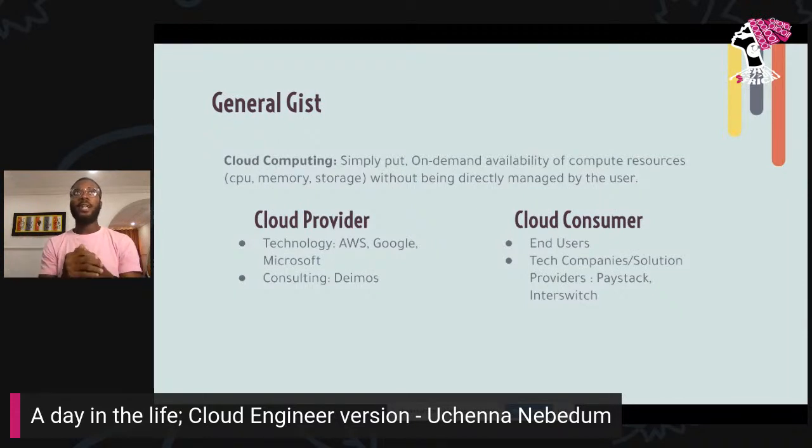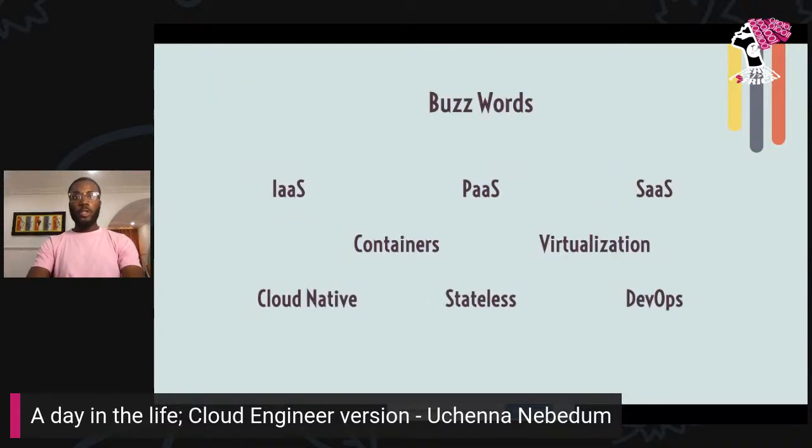And then we have tech companies that leverage the services provided by these cloud providers to deploy their solutions to offer more services to us, the end users. Two examples I've given there are Paystack and InterSwitch. So I'm going to explain a few terms. I will skip some of them since they've been explained by Bukola. That's infrastructure as a service, platform as a service, and software as a service.